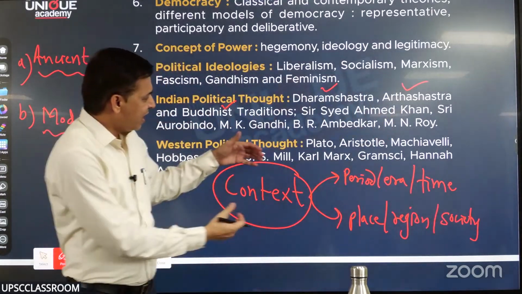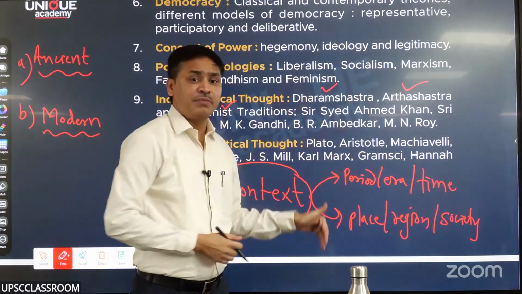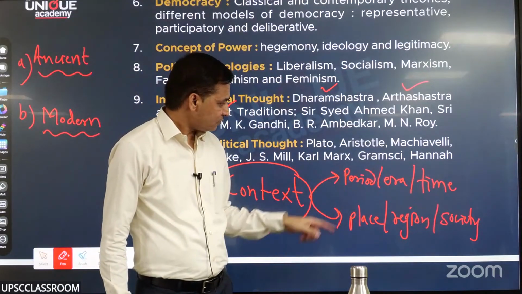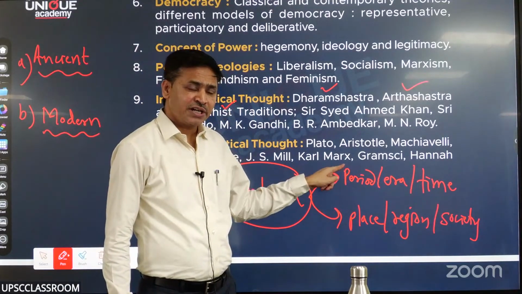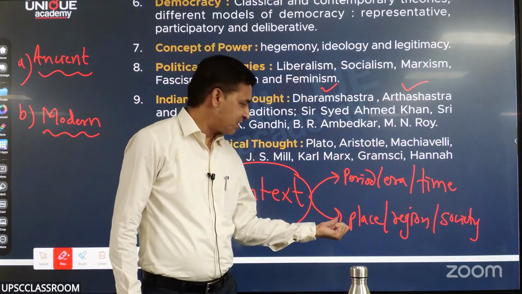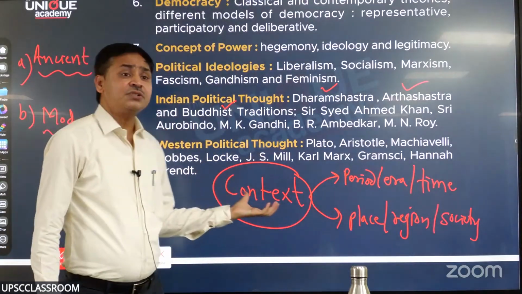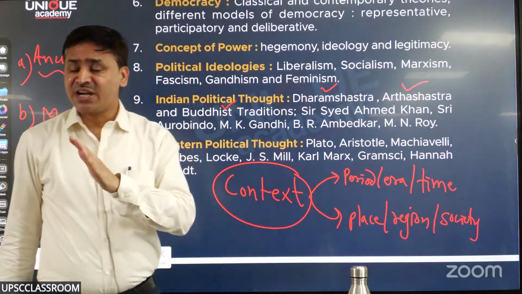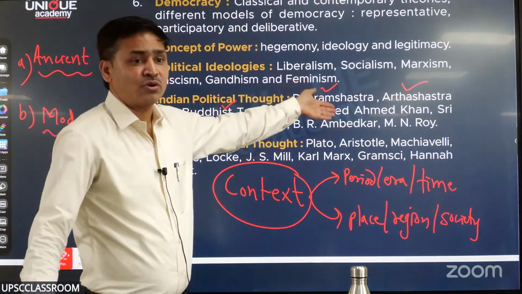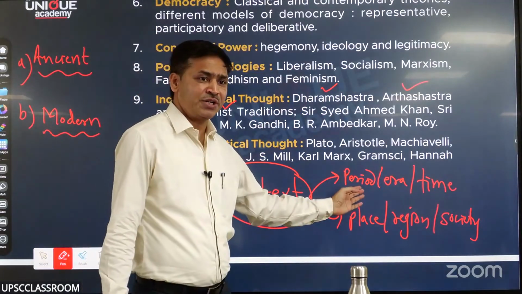Okay, now we can describe the context including both the period and place. This is date, that is period, era, and this is location, means place. So context is very important in order to understand any political thinker, be it Plato or M.N. Roy. Okay, but when we say context, this is one interpretation of context.